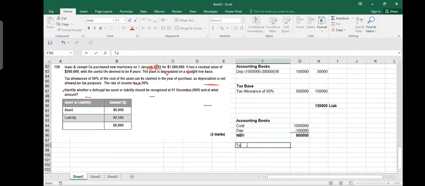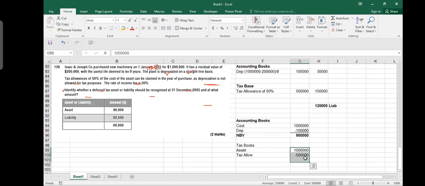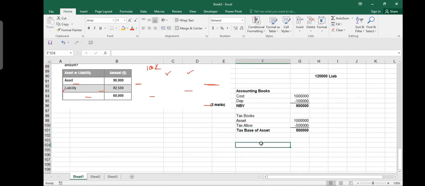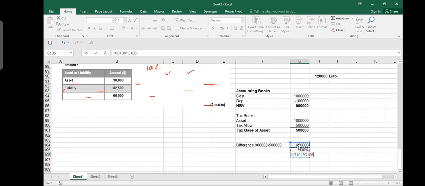In my tax books, my asset was, again, like before, 1 million, but my tax allowance, which I deducted, was $500,000. And when you calculate your base, your tax base becomes 500,000. So this is your tax base of the asset, which is 500,000. Now the difference between 900,000 minus 500,000 is actually 400,000. And 30% of that 400,000 gives me 120,000.